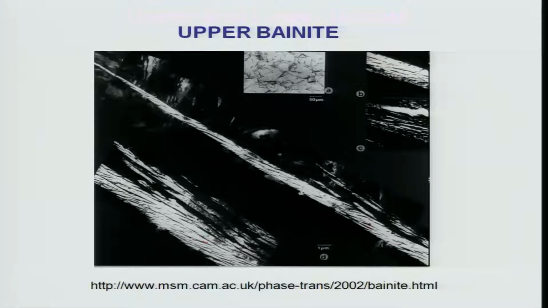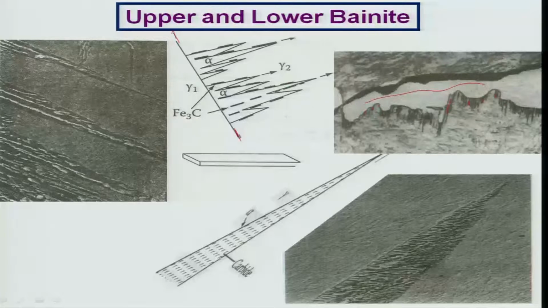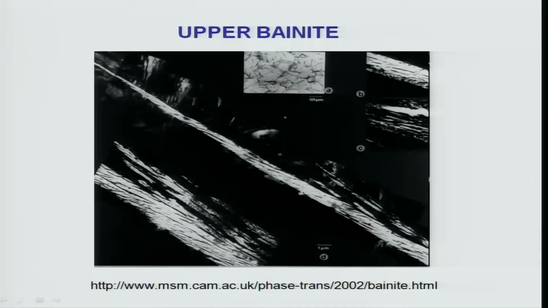So I should go back here. This is your upper bainite. Let me write, because whatever I said you should change now. This is the lower. Upper bainites will have this sheath-like structure in which the carbide is precipitated out. Lower bainites will have plates of alpha, and the cementite is precipitated between the plates.